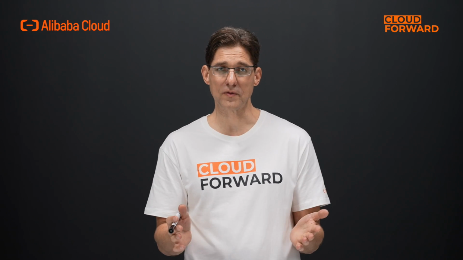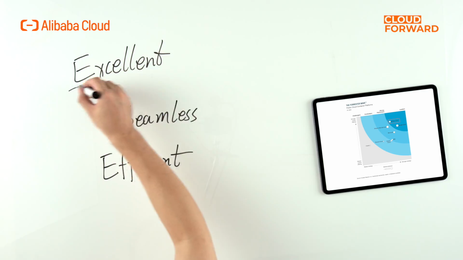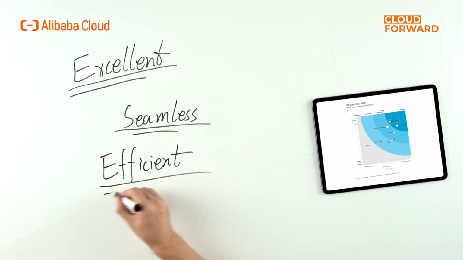Now, before we get deeper into the topic, I'd like to share a piece of news. In Forrester's report on the global public cloud container platform in the first quarter of 2022, Alibaba Cloud Container Service, ACK, was recognized as the leaders. In the report, ACK's observability is highly praised by the analysts, and I quote, "Reference customers praised its excellent observability in logging and monitoring, efficient cluster lifecycle operations, and seamless integration with other services."